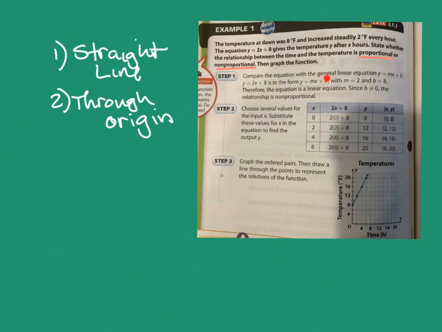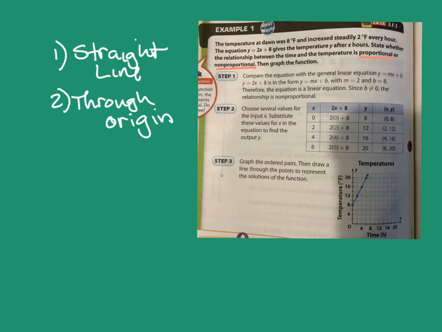We can compare this equation with the general linear equation y equals mx plus b, where m equals 2 and b equals 8. m is the slope, b is the y-intercept. Therefore, the equation is a linear equation. So we know it's linear. We know it makes a line because it goes in that format. But b does not equal 0, and it would need to equal 0. The relationship is non-proportional. So the linear part was fine. The origin part was not. Okay?